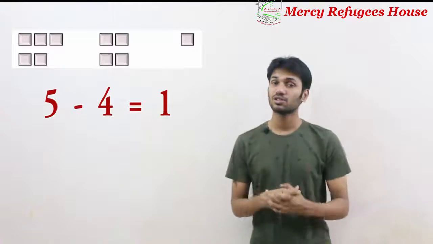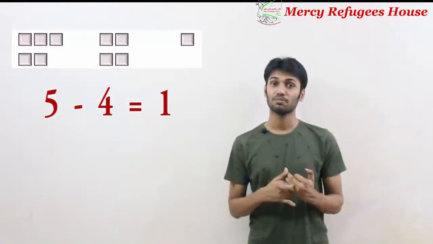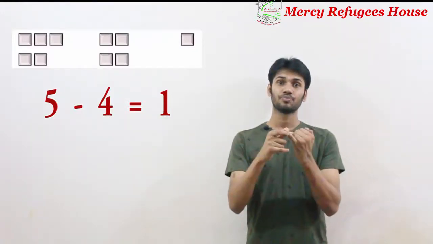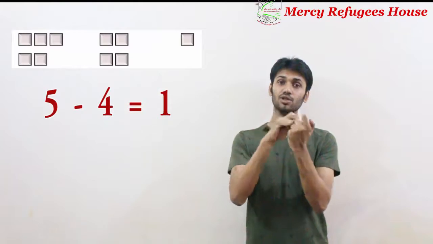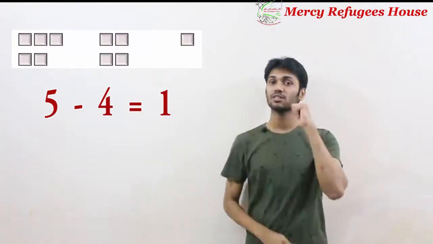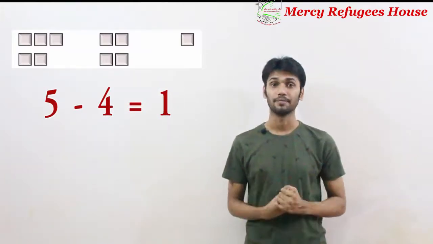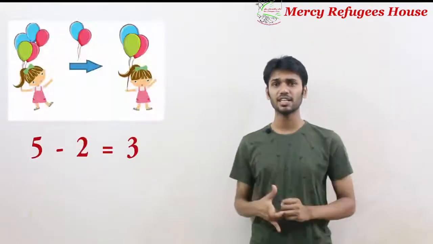How many dots are you counting back? You are counting back 4 dots. So 4, 3, 2, 1. So what should be the answer? Your answer should be 1. This is how you can teach the students. They should understand both ways of subtracting. Go to the next picture.